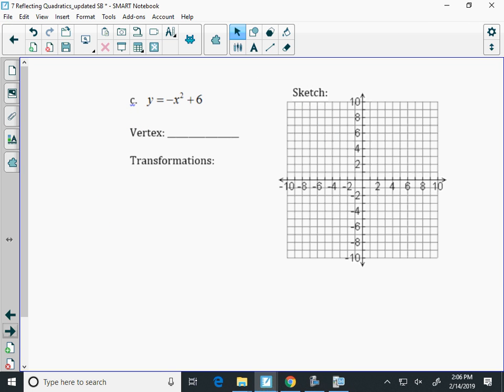Let's take a look at this last one. Go front to back. In the front we have a negative. Is the negative on the inside with parentheses or on the outside? Yeah, it's on the outside. If there's no parentheses around the negative, it's technically on the outside.